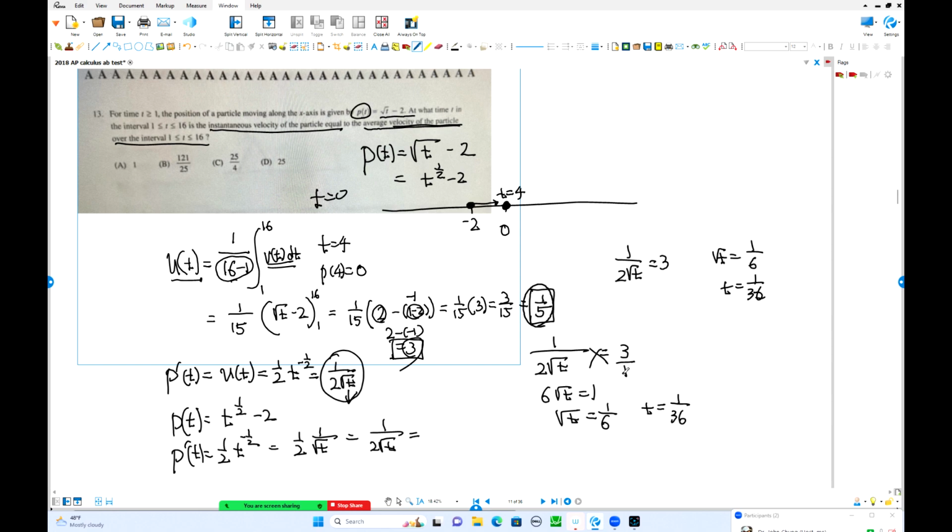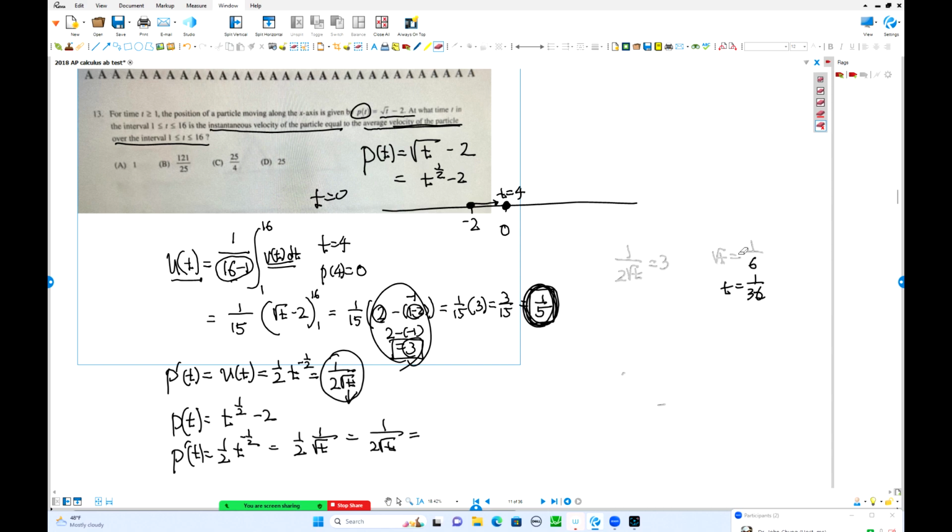How did I get 3 over there? Oh my god. It is 1 over 5, okay? Average value, not 3. I calculated the long numbers right. So 1 over 5 is the average velocity, okay? You have to solve this one.